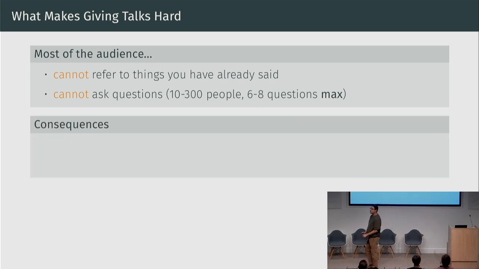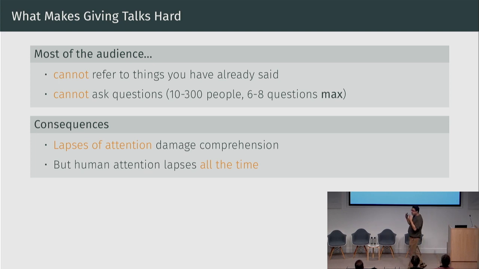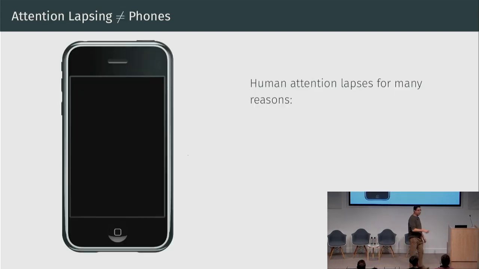And so the consequences of these two facts are that you have to be very careful when you're giving a talk, because when you're describing something technical, even a small lapse of attention can cause a loss of comprehension. And if we know anything about human beings, it's that human attention lapses all the time. We're not like machines, we're people. And when I say human attention lapses all the time, people often have this idea that it's all because of phones and the internet and things like this. And that's not actually true, because human attention lapses for many, many reasons.